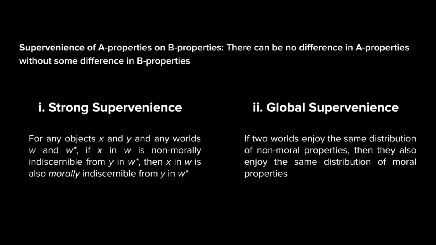Put differently, for any objects whatsoever and any worlds whatsoever, if those objects share all and only the exact same non-moral properties, well, then they're thereby going to have or share all and only the same moral properties. A still weaker thesis is what we can call the global supervenience of the moral on the non-moral, which you can see on the right here. This says that if two worlds enjoy the exact same distribution of non-moral properties, well, then they also enjoy the same distribution of moral properties. And I think that is relatively straightforward.